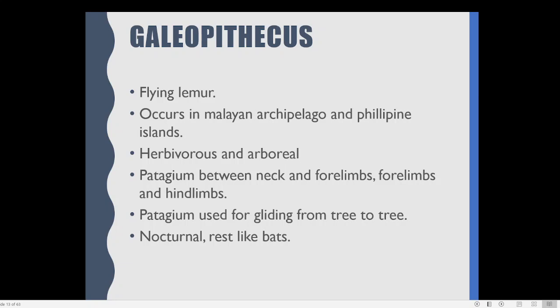Here you can see that Galeopithecus is an arboreal, gliding mammal. As you can see, it is a gliding mammal. So that is one important feature of this animal. This is how the animal looks. These are the features of the Galeopithecus.